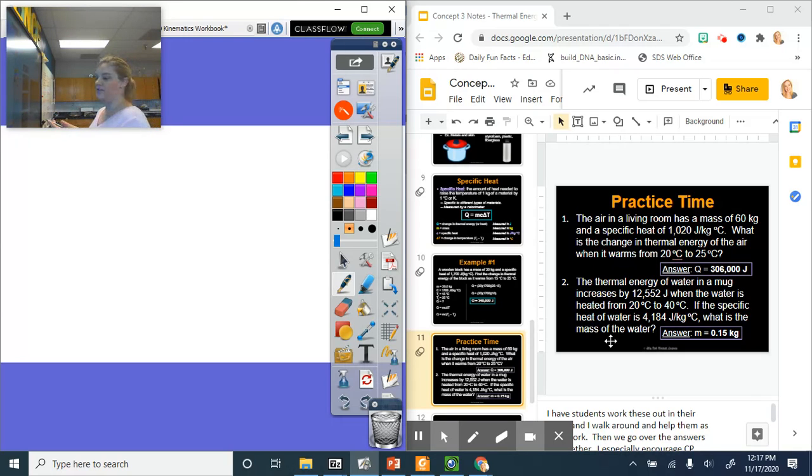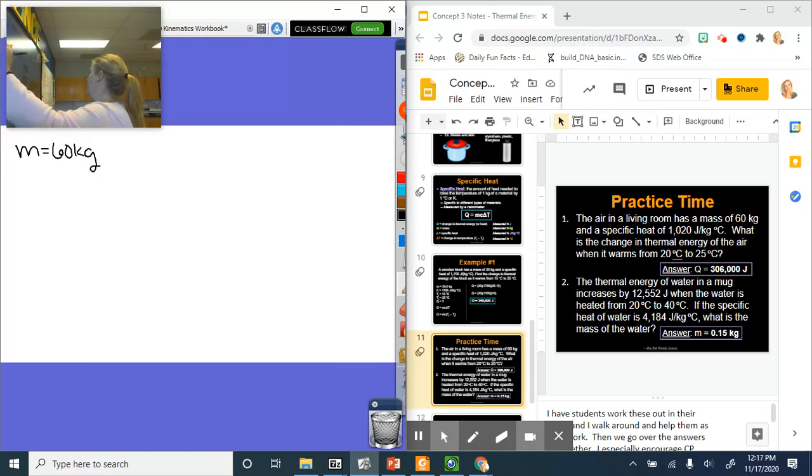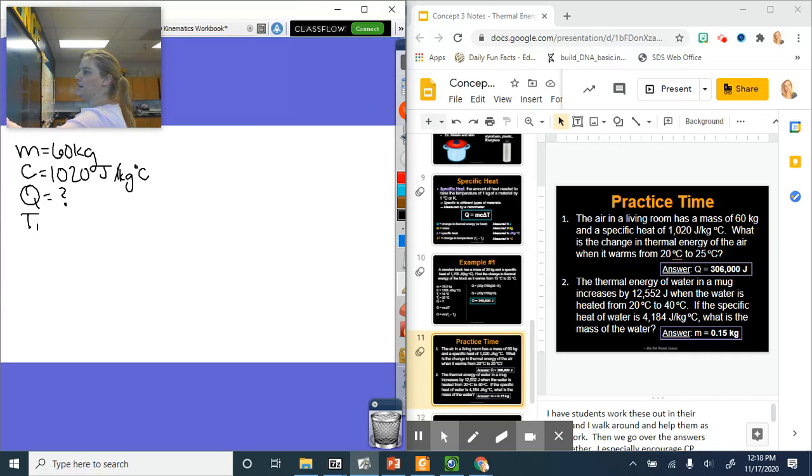So I'm going to write out first the variables that they've given me. I know my mass is 60 kilograms. My specific heat, which is C, is 1,020 joules per kilogram degree Celsius. What is the change in thermal energy? So that's my Q. I don't know what that is. When it warms from my initial temperature of 20 degrees Celsius to my final temperature of 25 degrees Celsius.